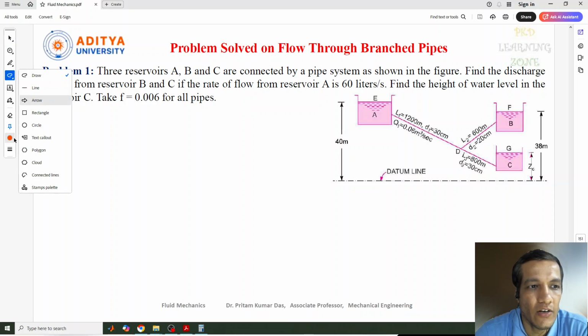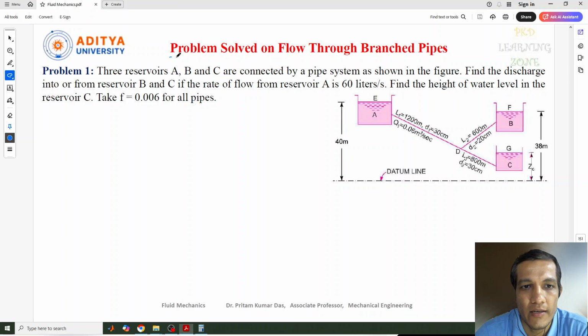In our previous lecture, we already discussed the theory part regarding the flow through branched pipes. So based on the theory, let's solve a problem on that particular topic, flow through branched pipes.